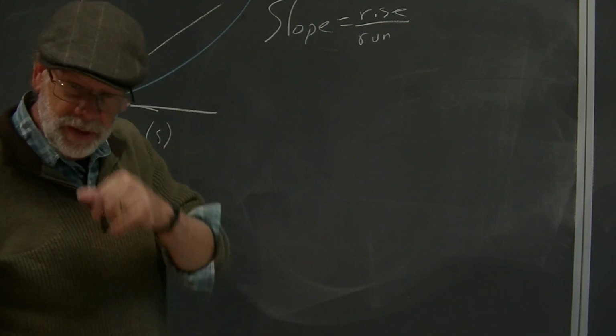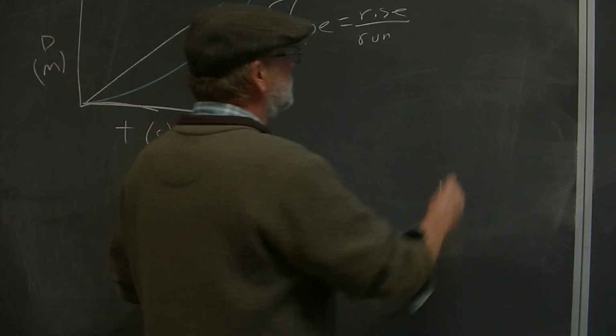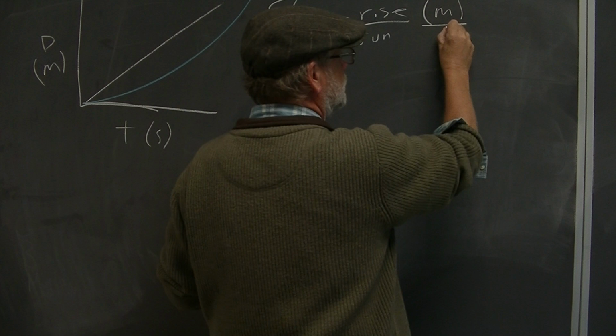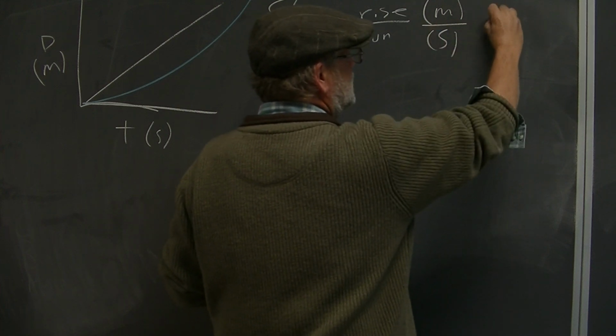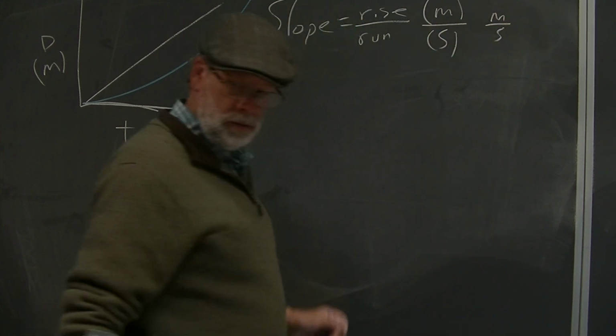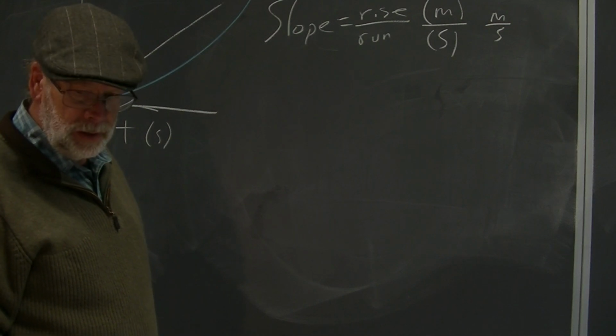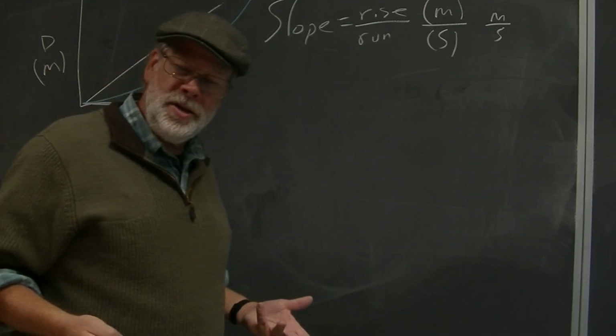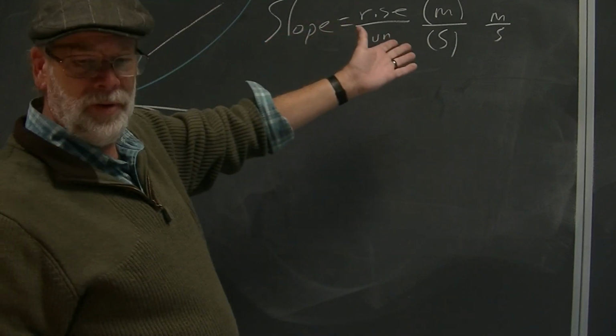So when we say slope equals rise over run, what does that mean? Well, put the units in. What's the units of rise here? Meters. Beautiful. What's the units of run? Seconds. And what is a meter per second? A unit of what? Acceleration? Not acceleration. Oh, velocity. Velocity, right? Rise over run gives you velocity.